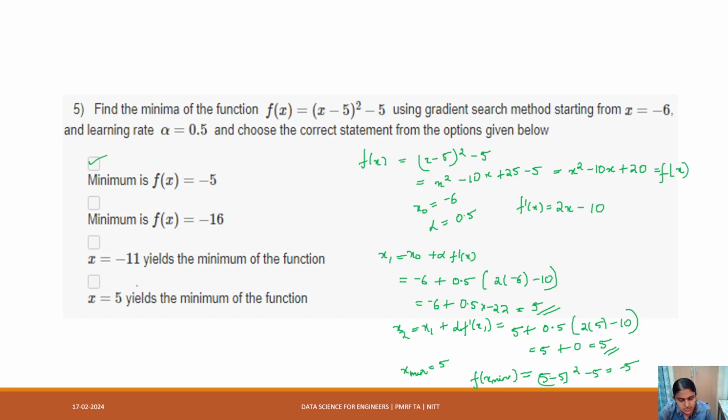Any other answers? x equal to 5 gives the minimum of the function. That also is a true answer. A as well as D. Among A, B, C, D, A as well as D are the answers.